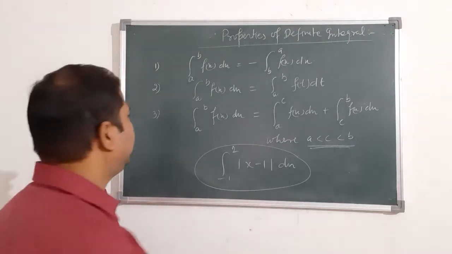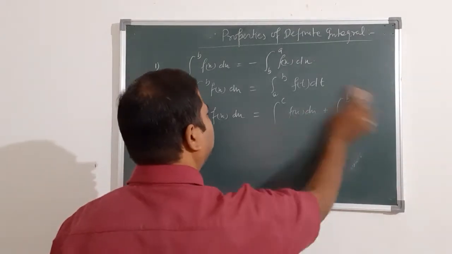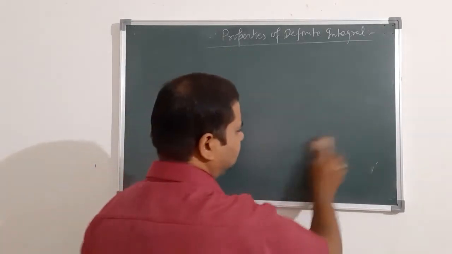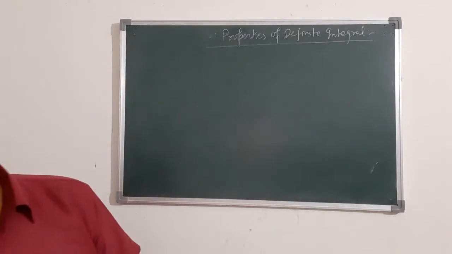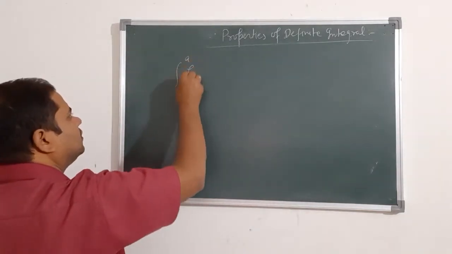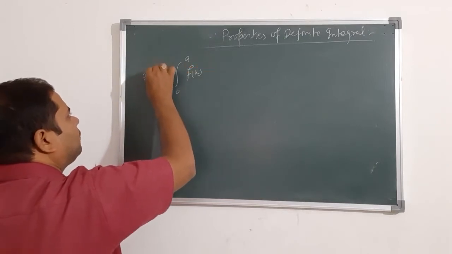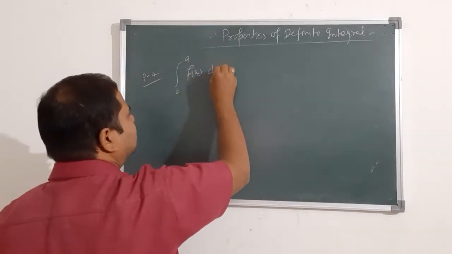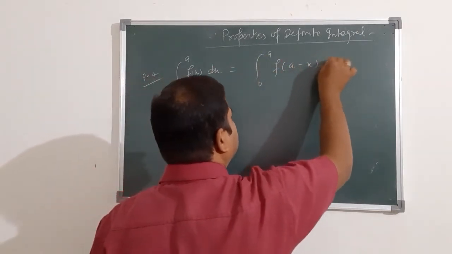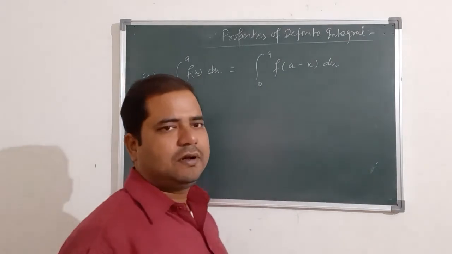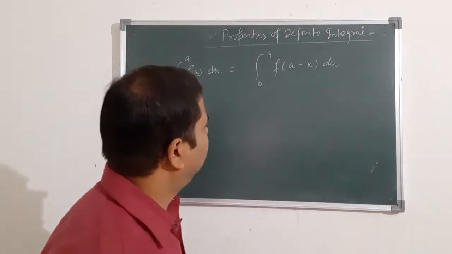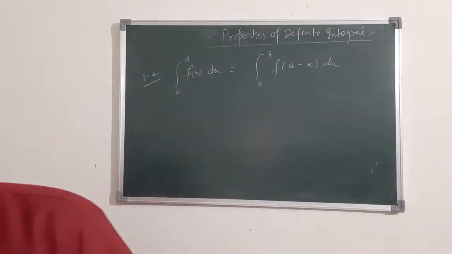This is also a very important property. Integral from 0 to a of f(x) dx. This is property number 4. Integral from 0 to a of f(x) dx is equal to integral from 0 to a of f(a minus x) dx.